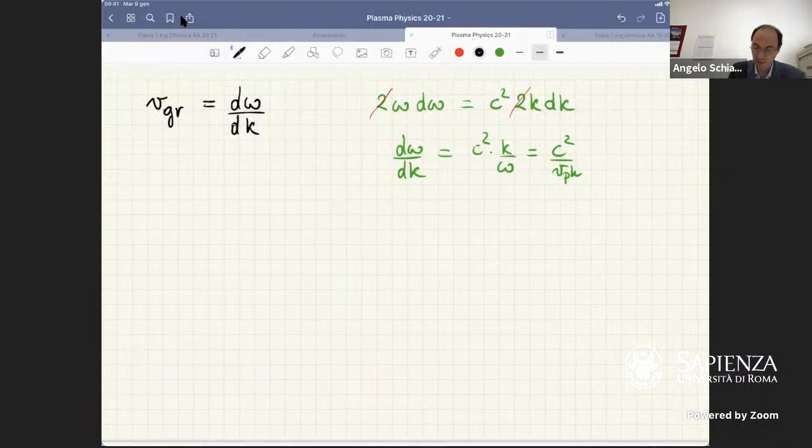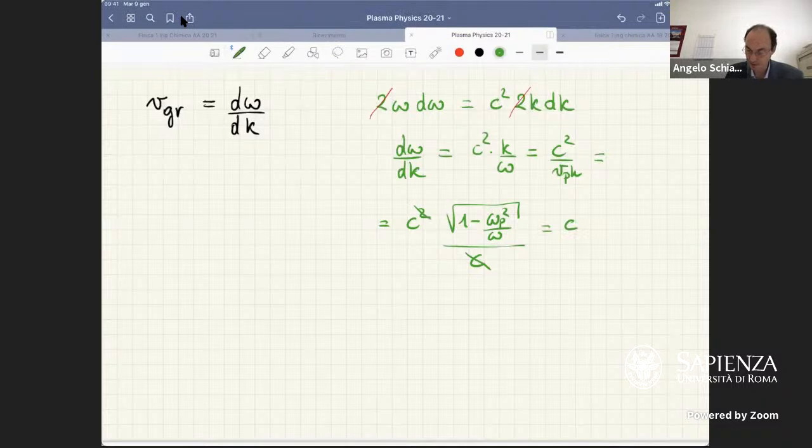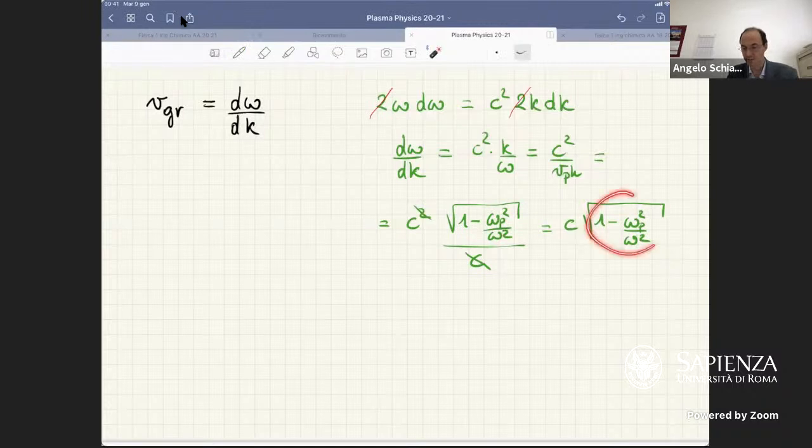So we can write it as c squared divided by, on top, c over the square root of 1 minus omega p squared divided by omega squared. So this goes away, and this becomes c times the square root of 1 minus omega p squared divided by omega squared. And as you can see now, this term is less than 1, and this assures that the group velocity is less than c.